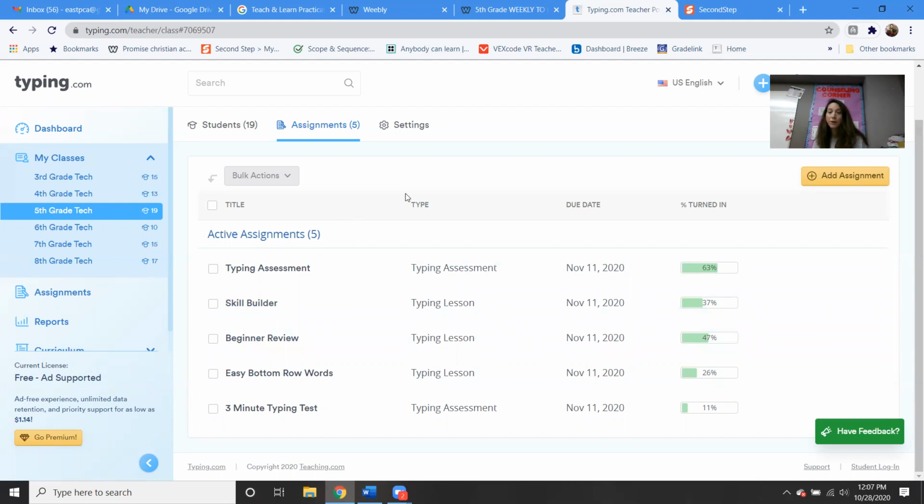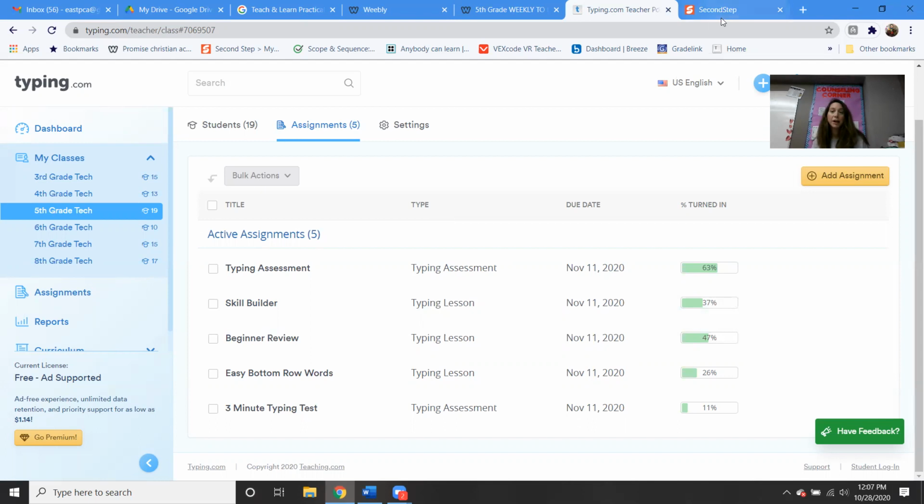Please, if you are falling behind, it looks like 63% of you did the typing assessment, then it was only 37% for the skill builder and 47% on the beginner review. So it does look like there are quite a few of you that need to go in there. Everybody has their own typing account, so you need to let me know if you're having a problem with the account. You should have let me know already 4 weeks ago, but please don't wait for the last day. This is the easy way to get a 100 on these typing assignments. So please get those done.